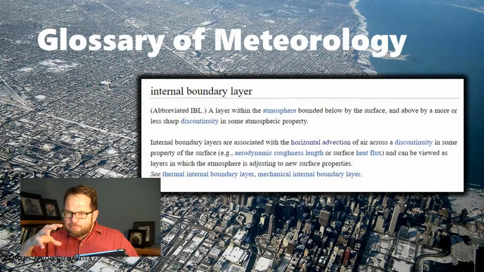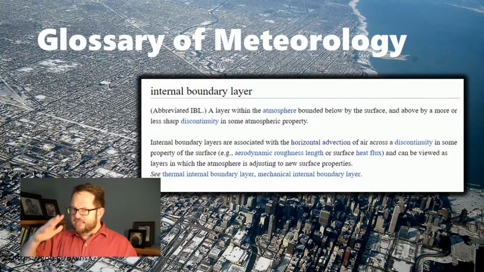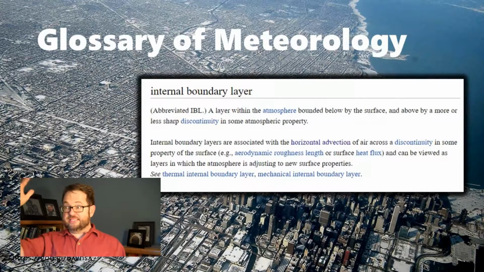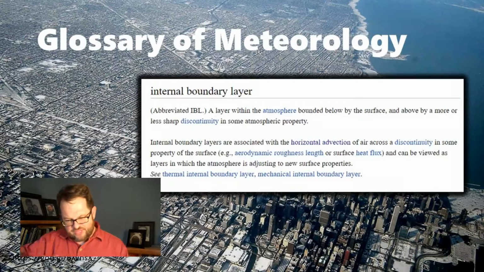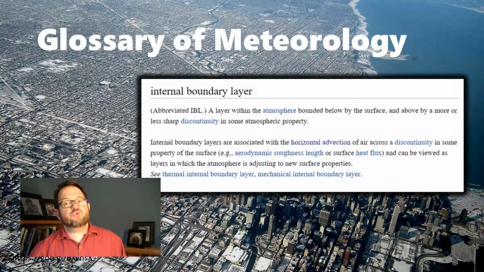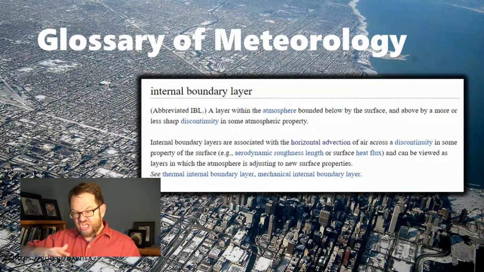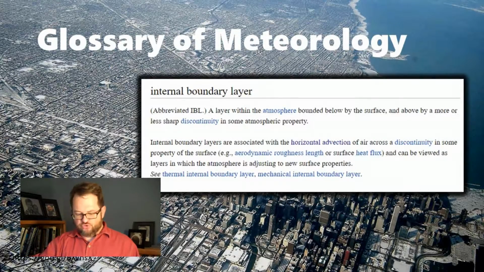Internal boundary layers are part of the boundary layer. They really needed a better name for this. It's a part of the boundary layer. The boundary layer extends 1 to 2 kilometers up. The internal boundary layer is that layer nearer the surface where things are adjusting to a change that just happened. As the air flowed from one surface to another and there's a change, the adjustments are happening inside of the internal boundary layer.